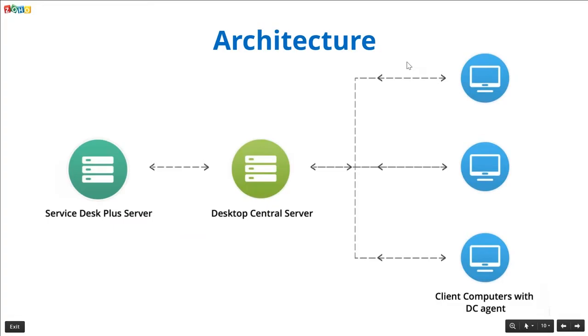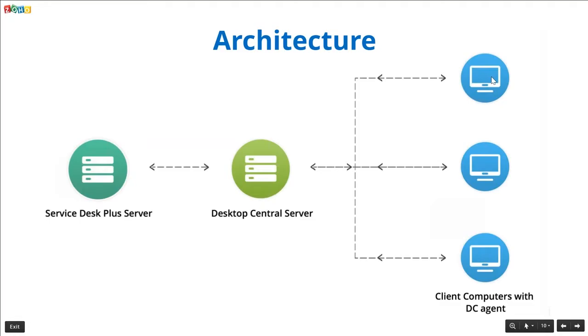So let's have a quick understanding of Desktop Central and ServiceDesk Plus integration. As you can see, Desktop Central manages all the client machines using its own agent. So whenever you perform any operation from ServiceDesk Plus product, it will be sent as a command to Desktop Central, and Desktop Central server will search for the relevant client machine and perform the operation.